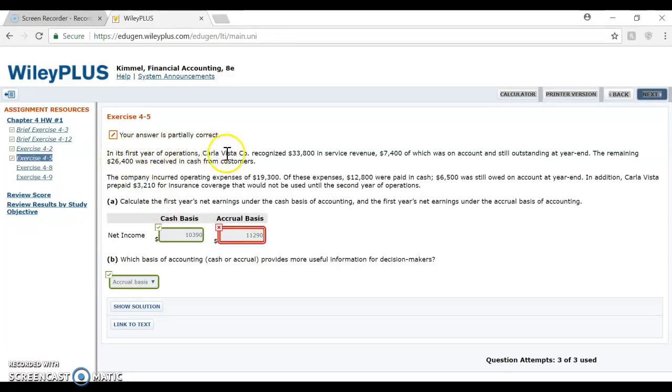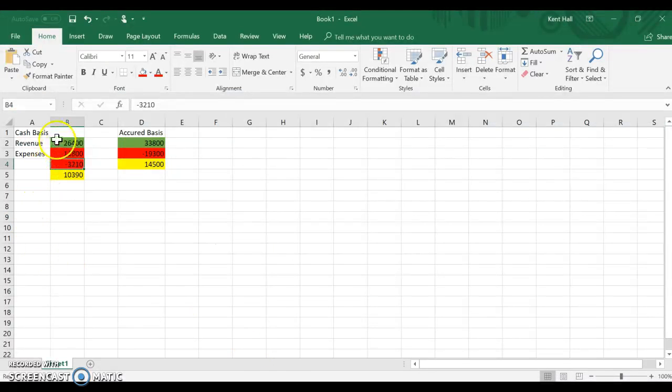we'll start with revenues. In a cash basis style of accounting, we only recognize cash that's actually in our hand, in pocket, or that's been received. So for this, in the first year, we received $26,400 in cash from customers. So we'll go ahead and I've got that put down right here under the cash basis.